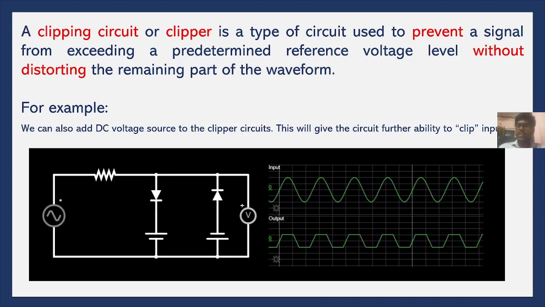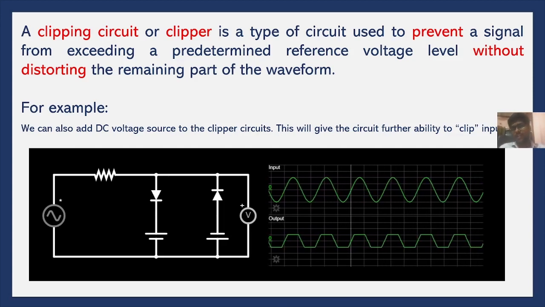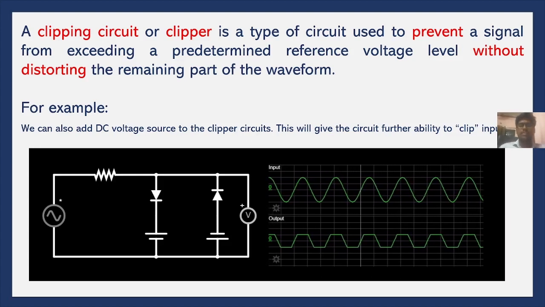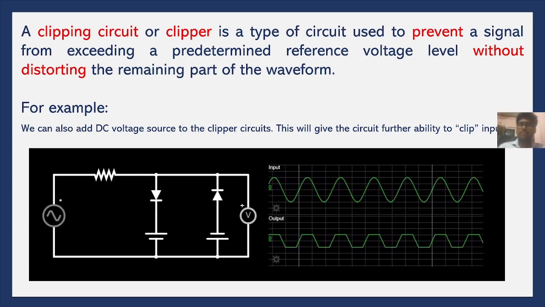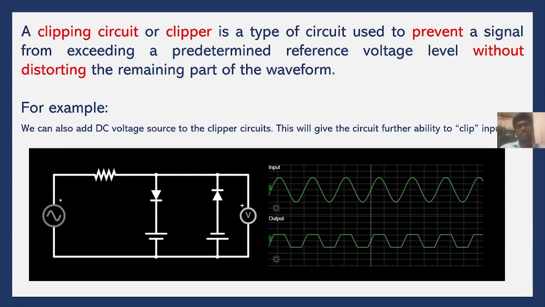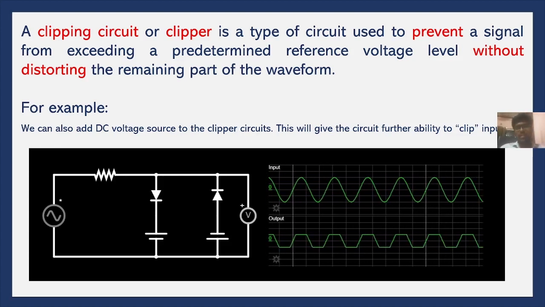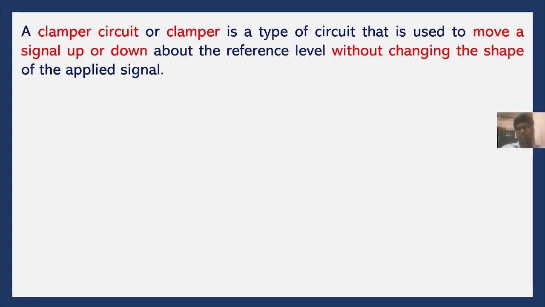So in this way we can design different clipper circuits where a DC voltage source can exist or not exist, but we will either clip some portion of the positive half cycle or some portion of the negative half cycle of the input. So I hope clipper circuits are understandable, because a clipper circuit, if we recall the definition, actually clips a portion of the input.